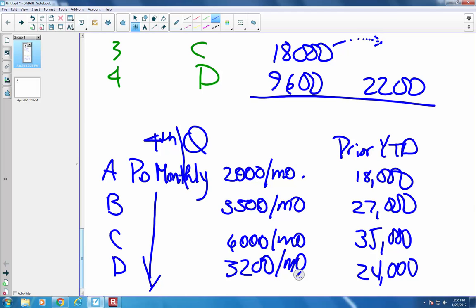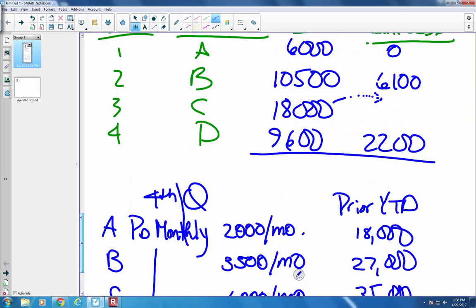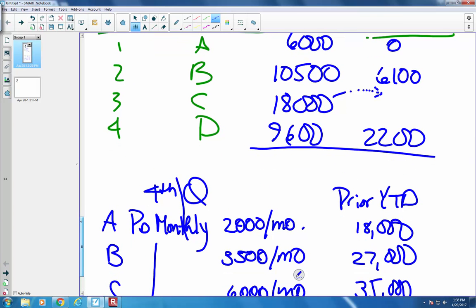So total up your quarterly gross, total up your excess wages, and then we'll go finish the form. Everyone get that?